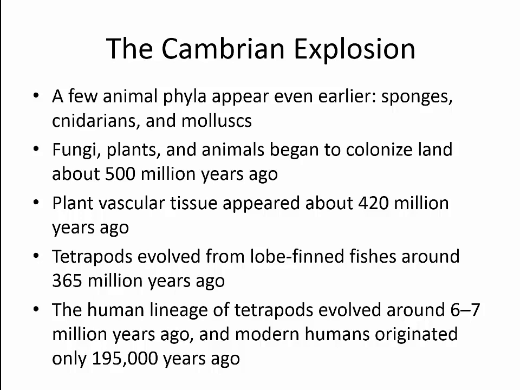Tetrapods showed up like 365 million years ago, so that means colonization of land is coming pretty soon. The human lineage of tetrapods evolved around 6 to 7 million years ago. And that doesn't mean we're that old. It just means that the lineage of tetrapod from where humans originally came from.